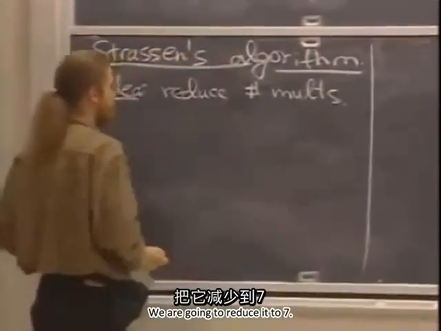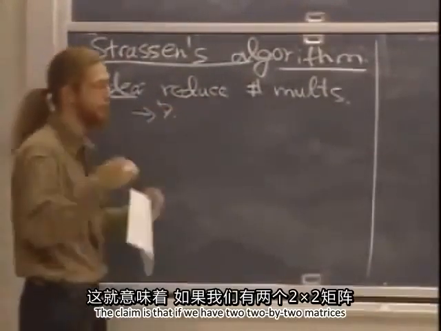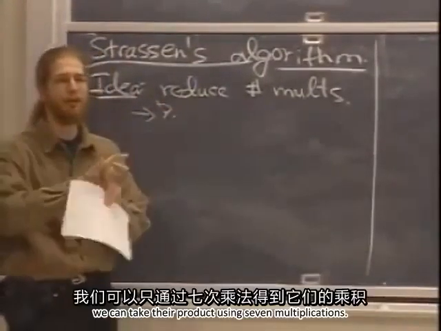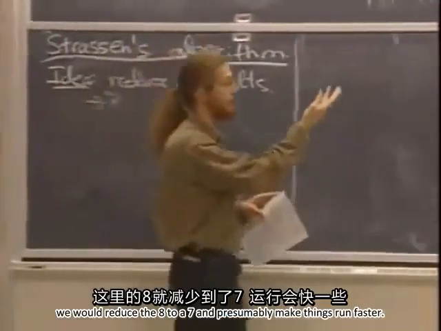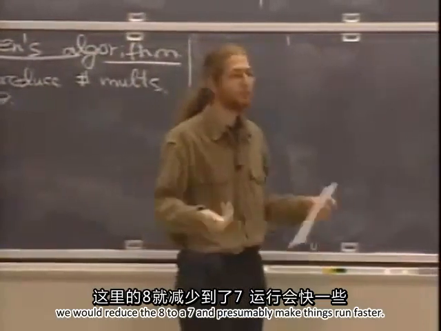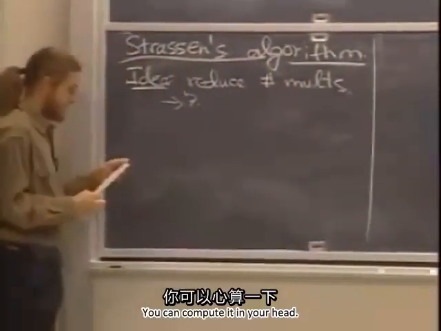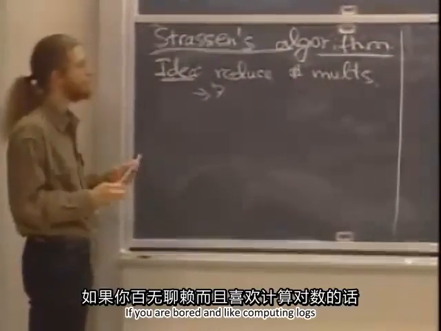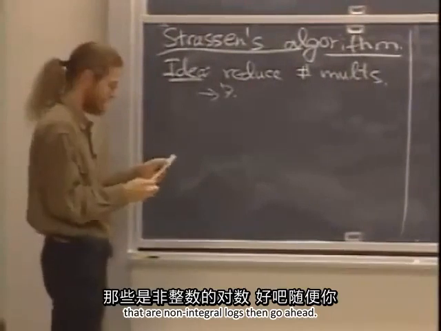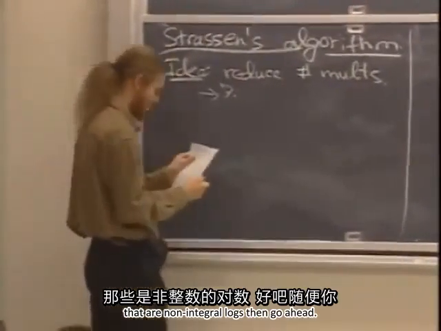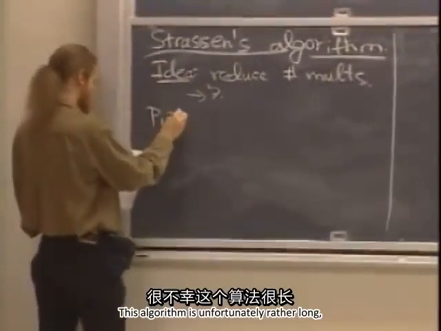We're going to reduce it to 7. The claim is that if we have two 2-by-2 matrices, we can take their product using 7 multiplications. If that were true, we'd reduce the 8 to a 7 and presumably make things run faster. Okay, we'll see how fast in a moment. You can compute it in your head if you are bored and like computing non-integral logs. Then go ahead. All right, so here we are, P1.